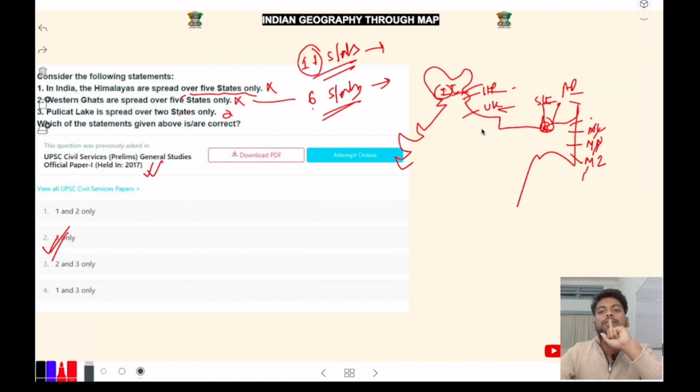Some part is in Uttar Pradesh because of the Shivalik? No, Uttar Pradesh doesn't have any mountain. 1 2 3 4 5 6 7 8 9 10. Tripura, yes, some part may be in Tripura also. Okay, I'll pin a comment. 11 states. If I'm wrong about Tripura, I'll pin that also. Okay, next.